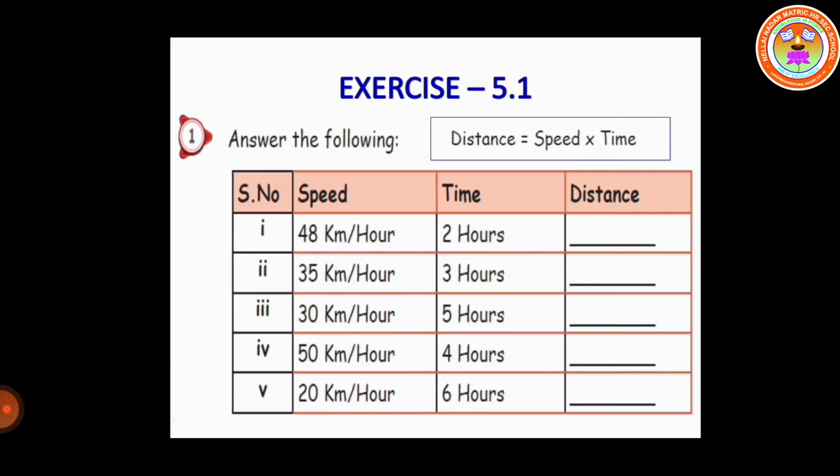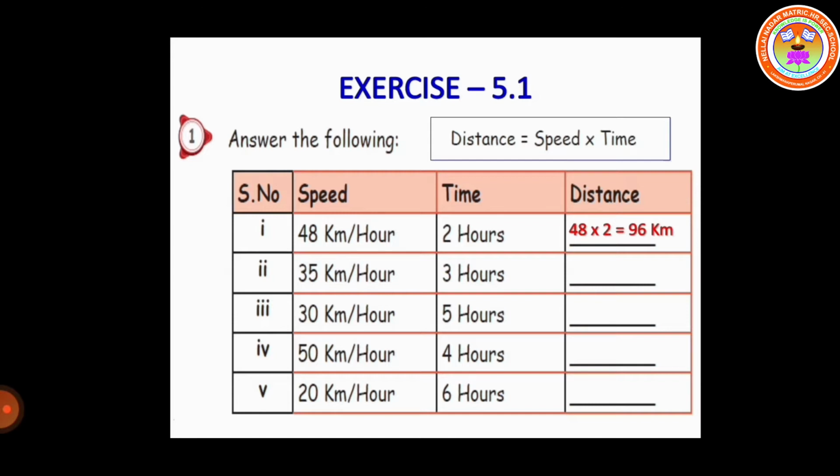See the first one. Speed 48 km per hour, time 2 hours. So we have to multiply both. 48 into 2, we will get 96. Distance unit, kilometer.